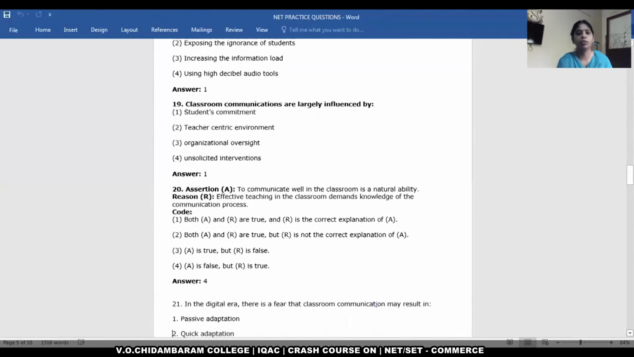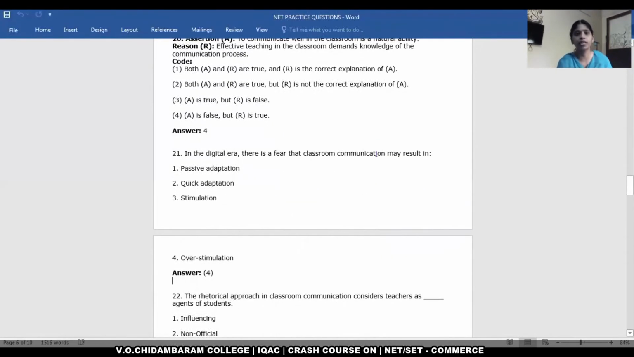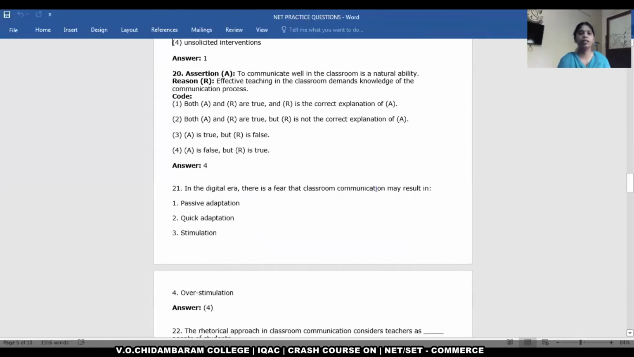The next question is an assertion and reason based question. Assertion means it's a statement based on a fact, a fact-based statement or a belief-based strong statement. The statement given here is, to communicate well in the classroom is a natural ability. Reason is, effective teaching in the classroom demands knowledge of the communication process. So they have given an assertion, they have given a reason. Now look at the code, both A and R are true. Just look at the options. And what is the right answer?